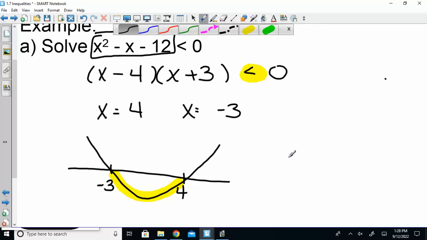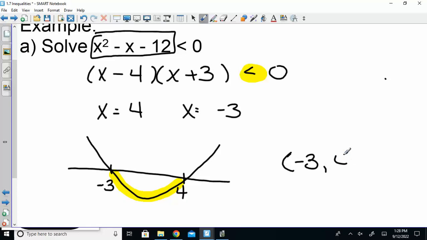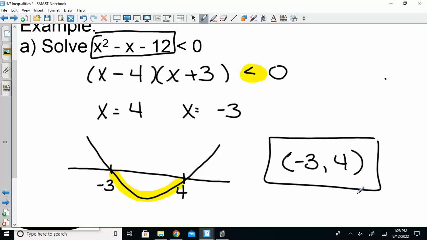How do we know if they get parentheses or brackets? Equal to or not? These are not equal to, so we just put parentheses. So my solution is every number between -3 and 4. If you pick a number like 0 and plug it in, you get 0 minus 0 minus 12. -12 is less than 0, so it works. Is everybody okay using the graph to decide?